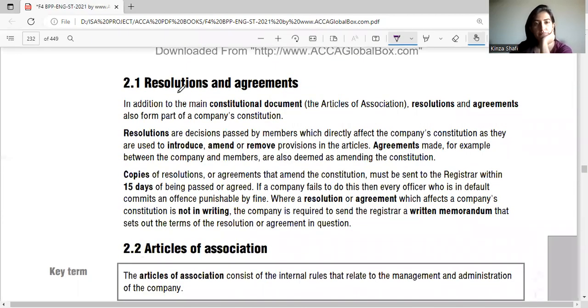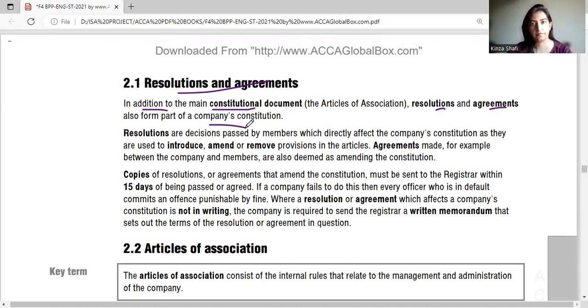Next, resolutions and agreements. In addition to the main constitutional document, resolutions and agreements also form part of company's constitution. All right, of course, there is article of association, but there is also an extra document which is known as resolution and agreements, and which could be anything, any kind of agreement, any kind of pre-incorporation contract, and so on and so forth, which the company feels that it is required to be attached with the articles of association.